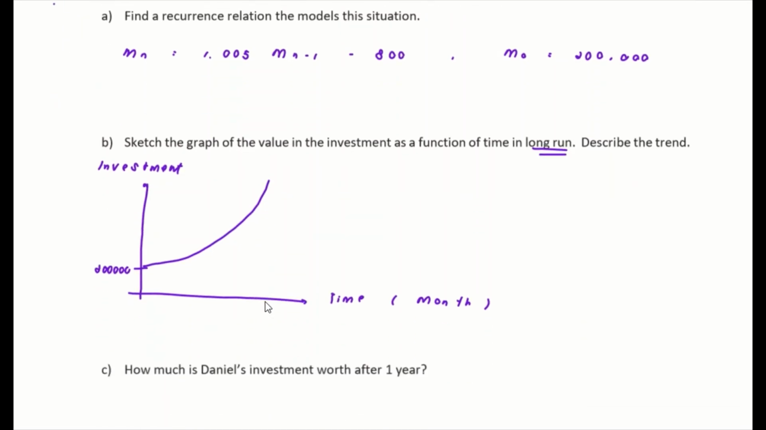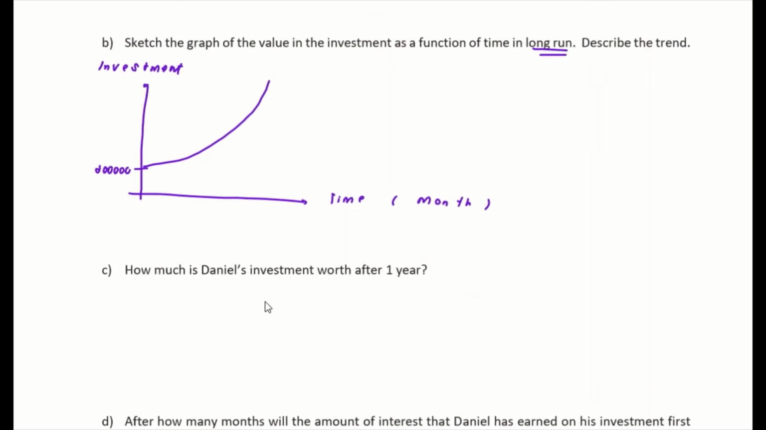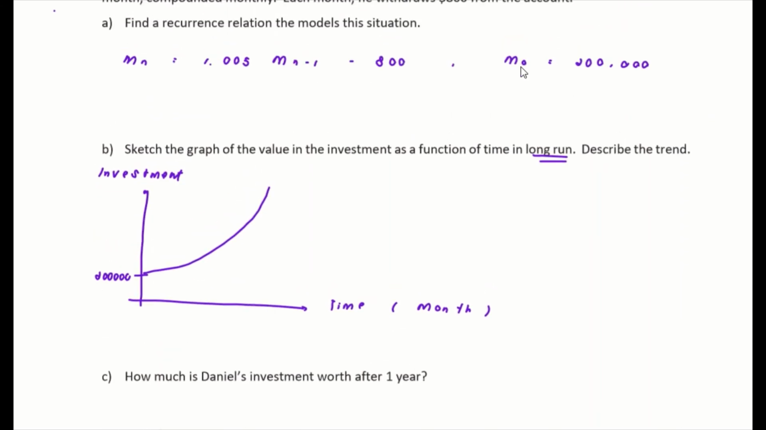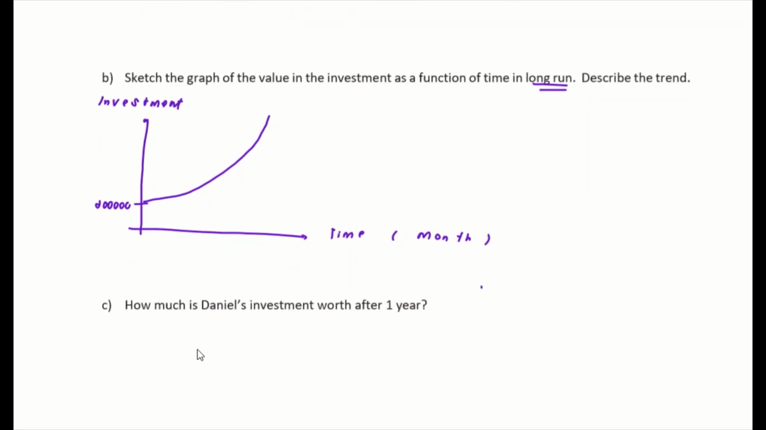Question C. How much is Daniel's investment worth after 1 year? So you see, you put M0 as 200,000, right? Meaning your M1 is after the first month, M2 after the second month. So after 1 year, which means after 12 months, that's why you are getting M12.